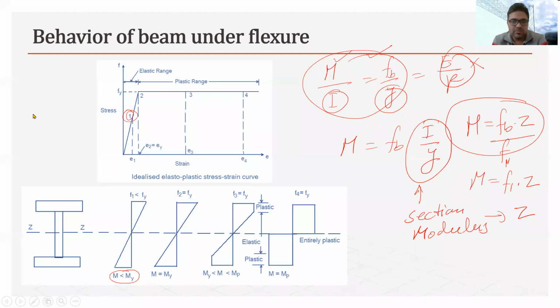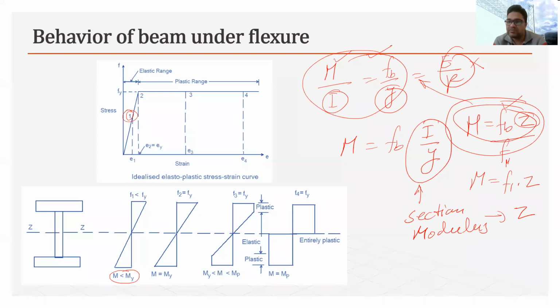Hello. So this part is in continuation to the previous part. I was discussing the M value. Basically, M can be calculated by using Fb into Z. I have just told you that this formula is derived from the bending equation. In this, Fb is the bending stress and Z is the section modulus.